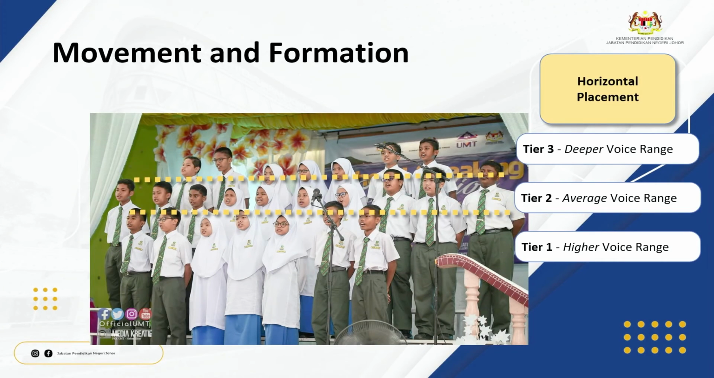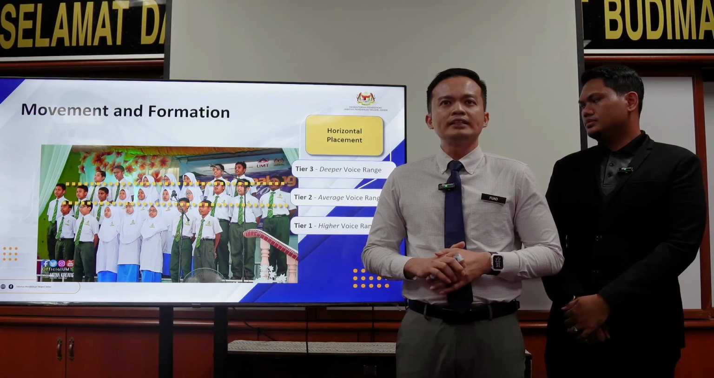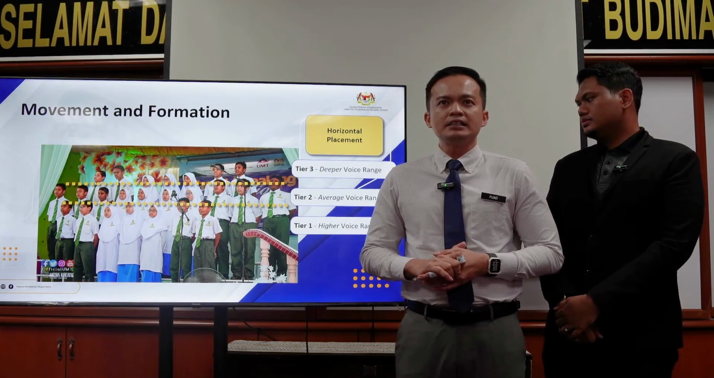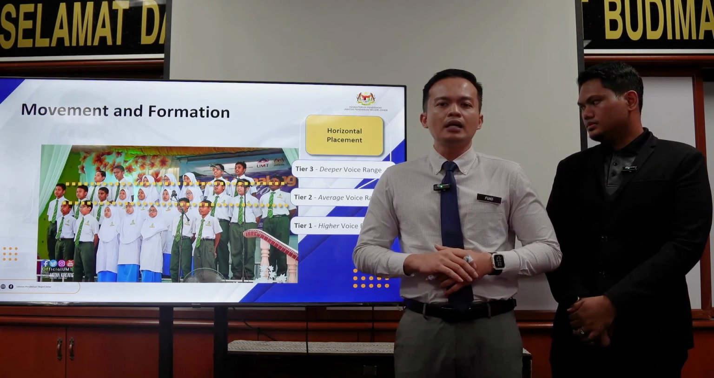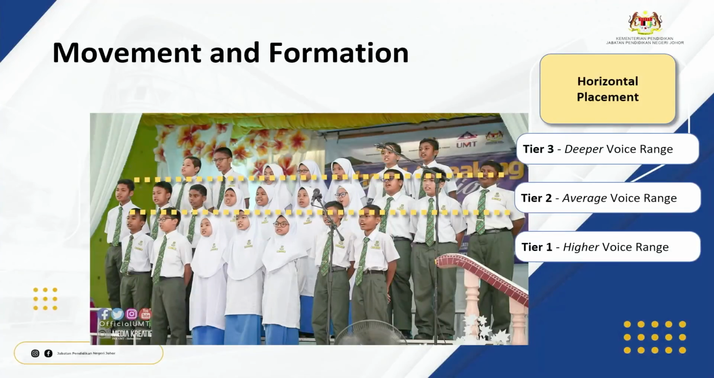Over here there are 3 tiers. Tier number 1 has a higher vocal range, tier number 2 has an average vocal range, and tier 3 has a deeper vocal range. So when we want to give lines to the first tier, we know that the sound produced when it is presented will only be from the higher vocal range. For example, let's say we have 2 lines. We would like the first line to be said by the first tier and the second line by the third tier. Then you will have a combination of higher and deeper vocal range at the same time, right?